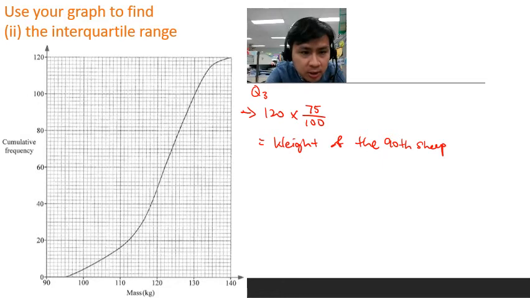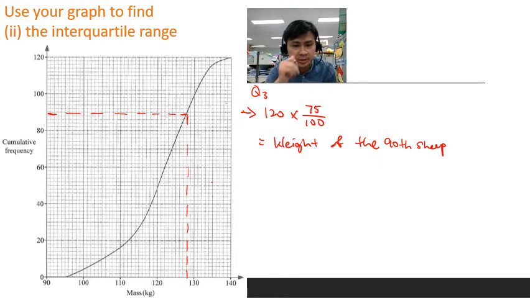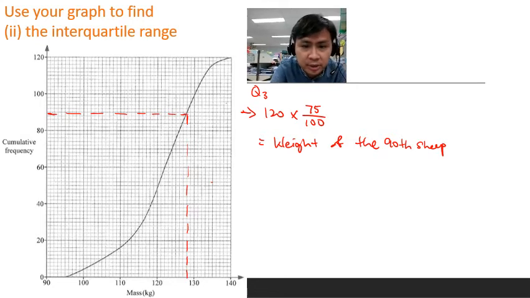So you just use your ruler. Position your ruler at the 90th mark, and you just draw dotted lines until you hit the graph itself. Sorry about that, it's not very stable here. So just draw dotted lines until you hit the graph. And once you hit the graph, you just draw dotted lines until you hit the x-axis. Use a ruler so that it's more accurate. And once you hit the x-axis, you realize that the upper quartile is 128 kg.